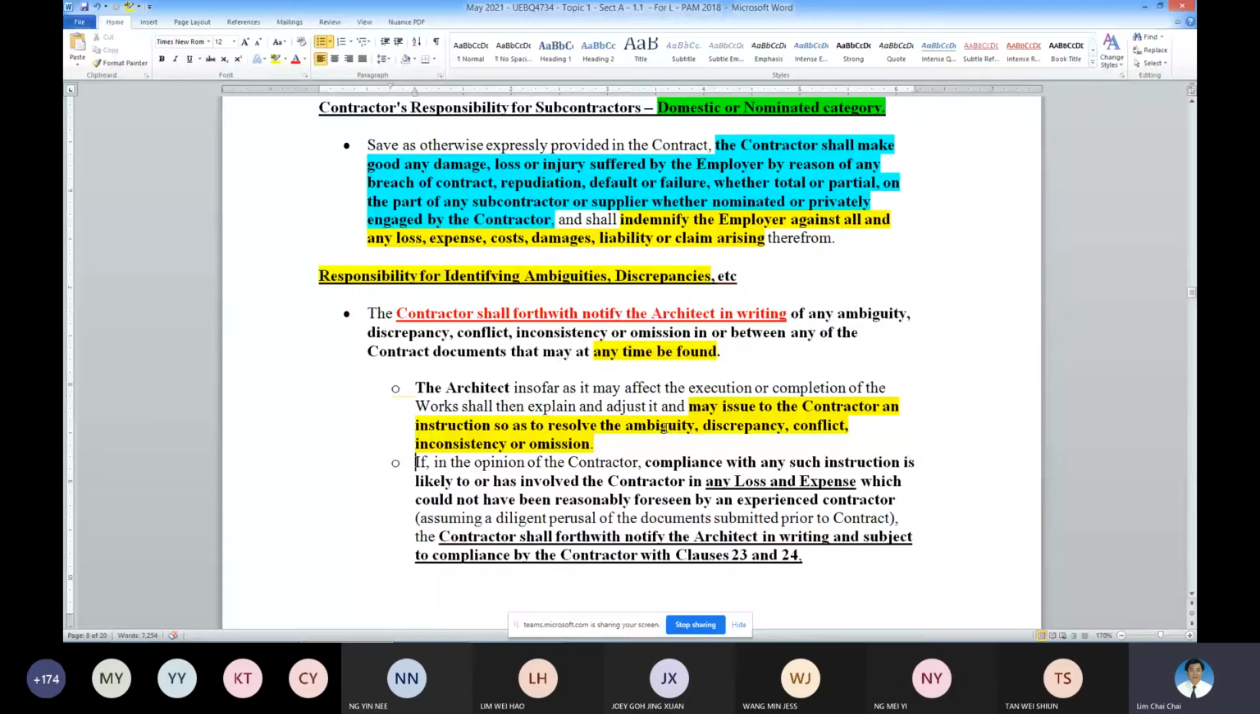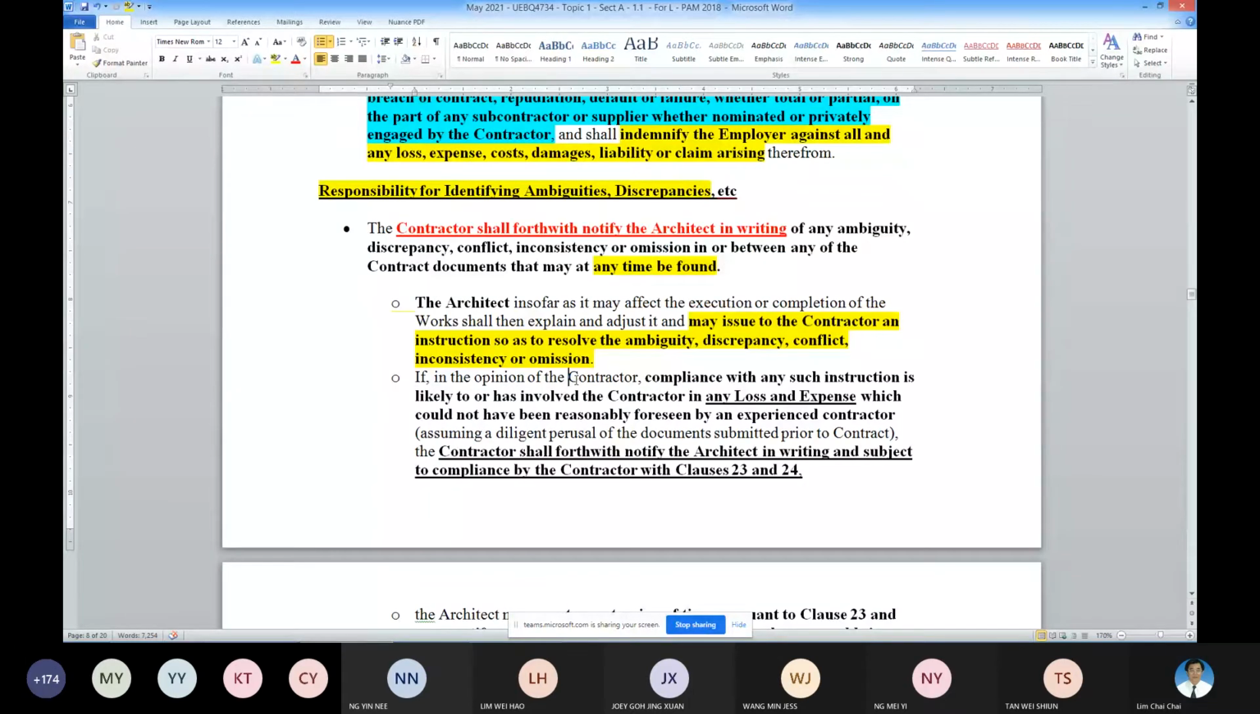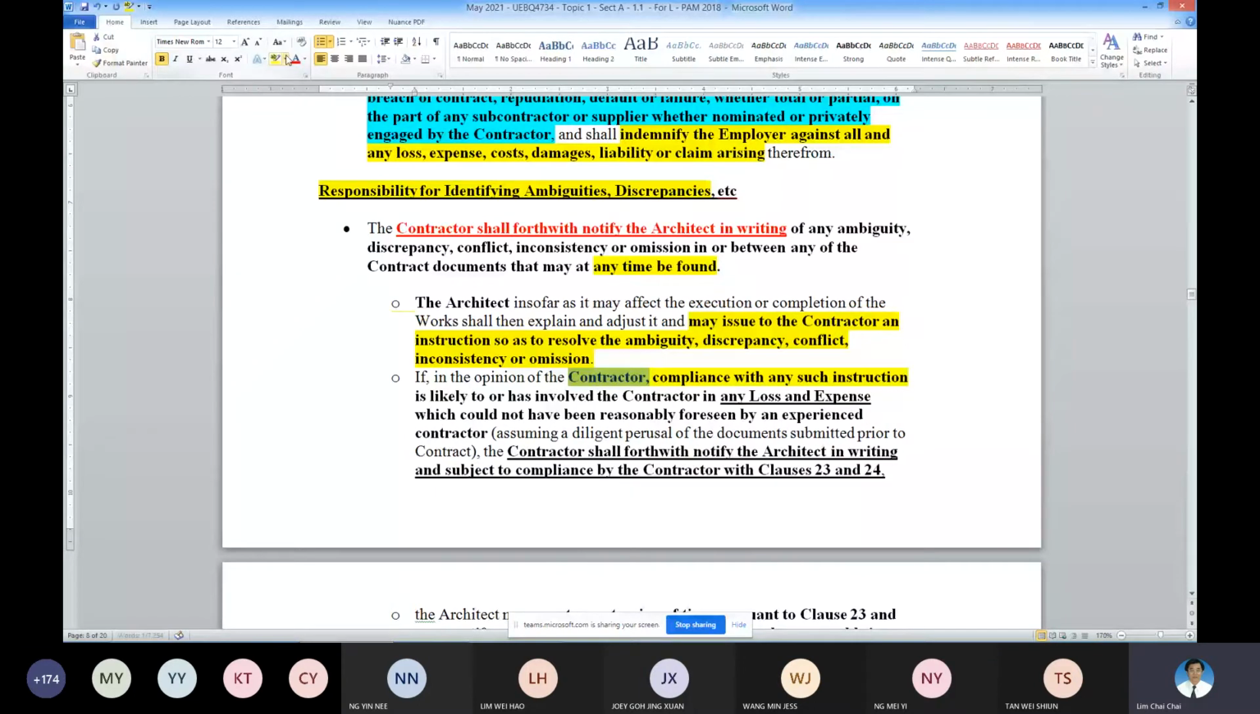And then the contractor needs to comply with such instruction. The contractor needs to comply with such instruction issued by the architect. Then if complying may incur additional expenses, the contractor needs to submit a claim if there is any additional expense or loss incurred. So this is the important point.